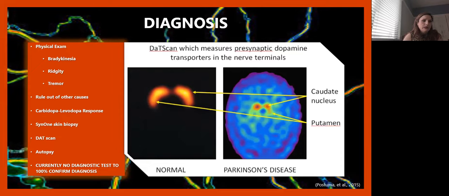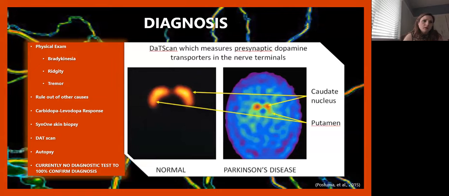Typically, the workup includes an MRI of the brain, and primarily why we're doing that is because we're looking for structural causes, such as a stroke within the movement center that may be contributing to your symptoms. We also look at lab work, as certain mineral deficiencies or excessive minerals can actually contribute to these symptoms.